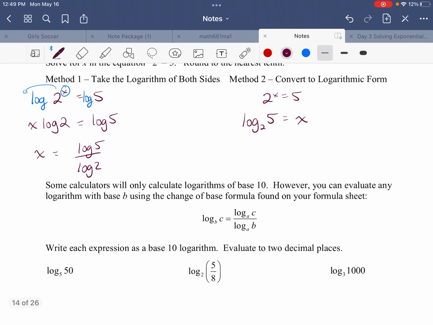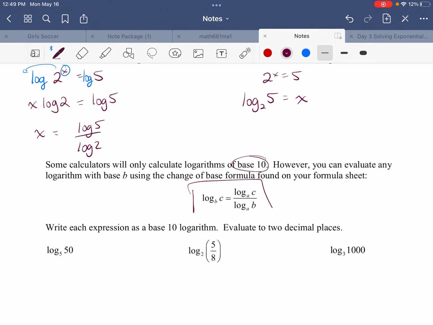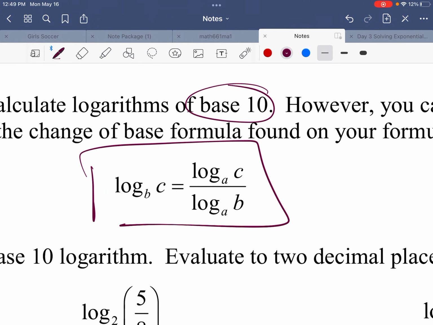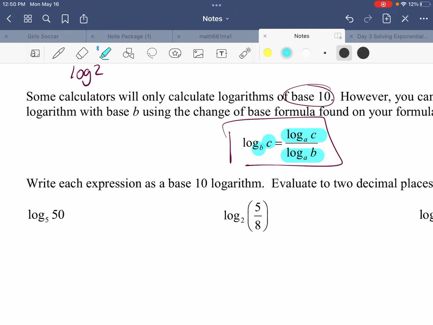Some calculators will only calculate logarithms of base 10. However, you can evaluate any logarithm with base b, it could be any base, using the change of base formula found on your formula sheet. What this is saying is if you have log base b of c, you can take the logarithm of the argument, so log of c, and divide it by log of b. So let's do a couple examples here.